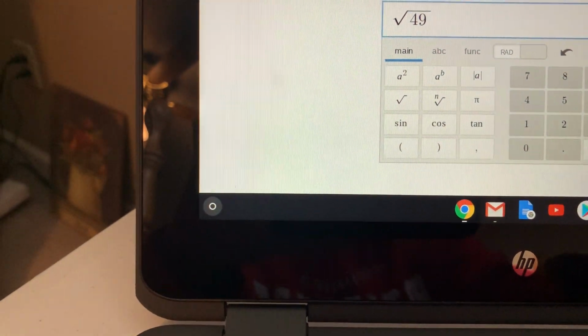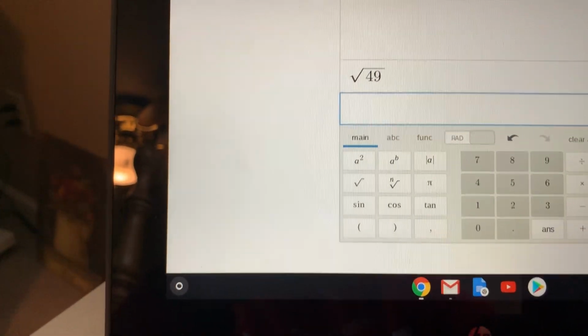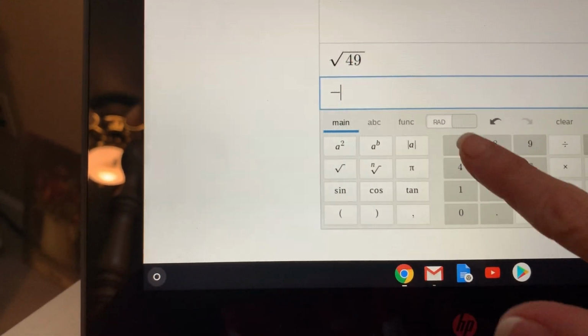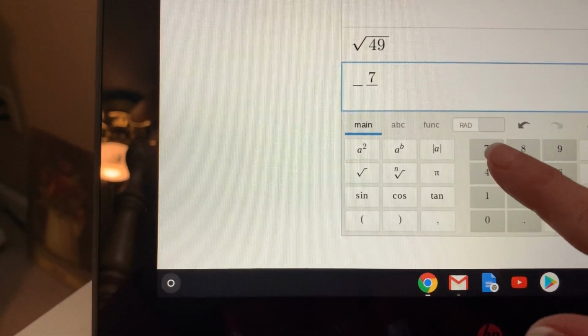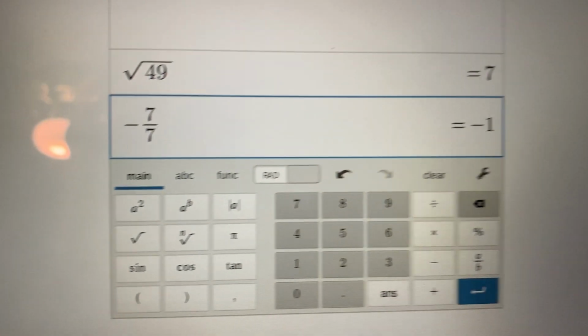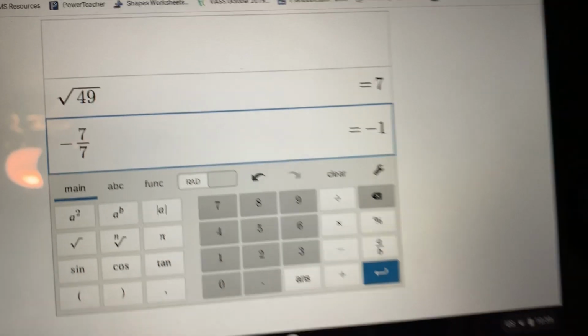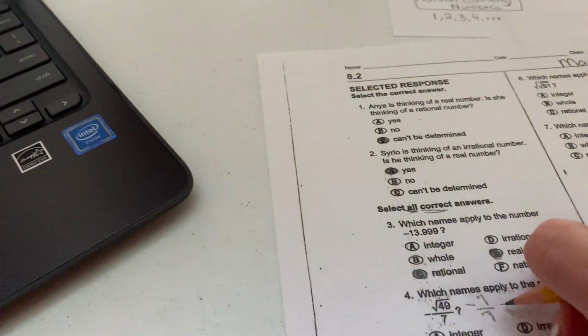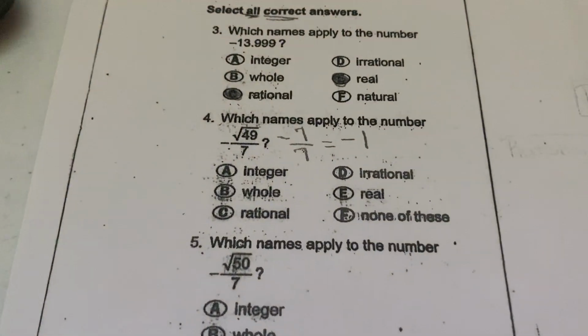And we can go back to our Desmos if we need to. We can go to the next line and we can actually just type that in. Negative 7 divided by 7. And we can see that we get the answer is negative 1. So all of that works down to negative 1. Sorry about that. Told you, not going to be the best quality.